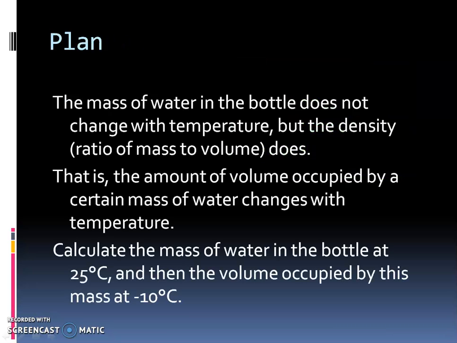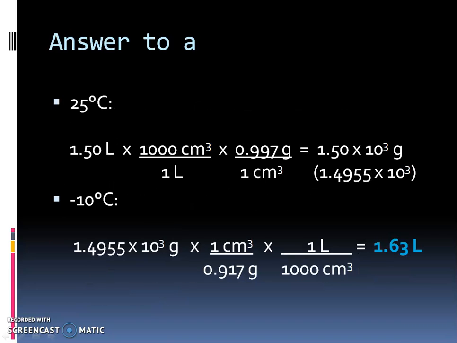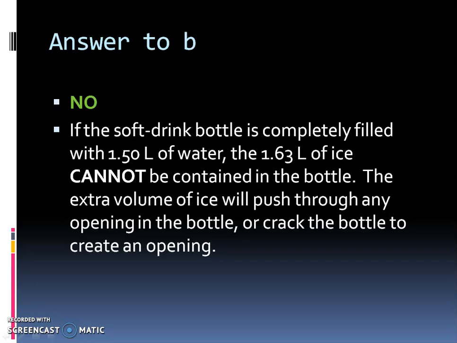So here's the plan, and here's the answer. So again, using dimensional analysis, it really, really is helpful. And here's B, the reason why it's a no. Sometimes you have to give a reason, a valid explanation, or to justify your answer. And so this would be why, or the justification as to why the answer is no.